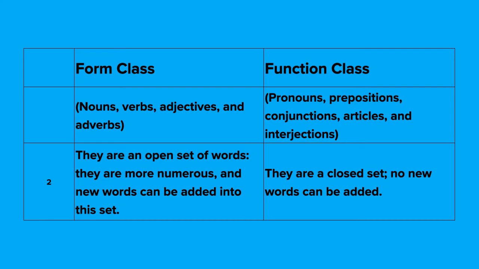So this is the second difference between form class and function class words. Form class words are an open set. You can keep adding new words to it, whereas function class words are a closed set and generally you don't add new words to them.